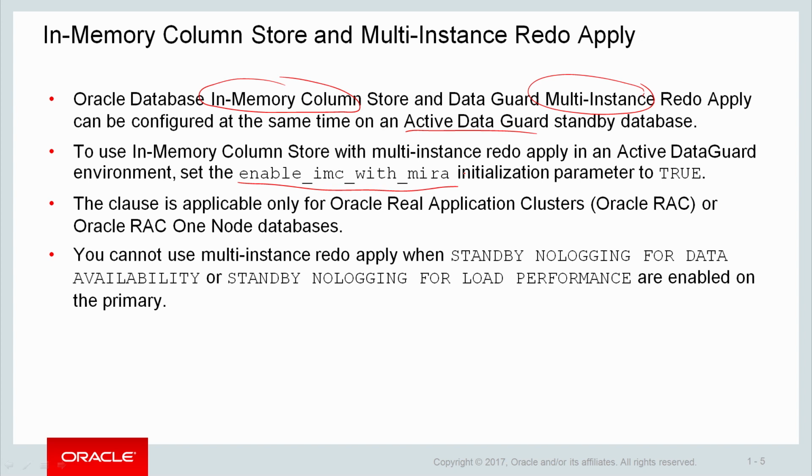And you cannot use multi-instance redo apply with the STANDBY NOLOGGING FOR DATA AVAILABILITY or STANDBY NOLOGGING FOR LOAD PERFORMANCE functionality. If either has been enabled on the primary, then you can't use multi-instance redo apply. If you're not familiar with these two, these are new functionalities that support no-logging operations, which were introduced in 18c.